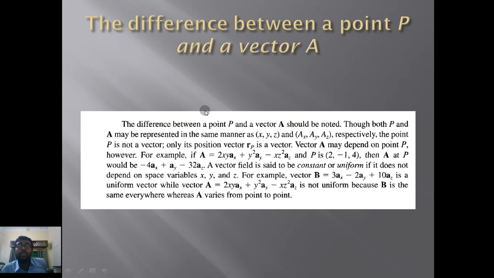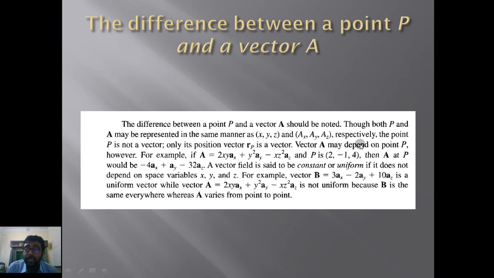And now the very important part is the difference between a point P and a vector A. That's a very important part. Let's have a very close look. The difference between a point P and a vector A should be noted. Though both P and A may be represented in the same manner as x, y, z and a_x, a_y, a_z respectively, the point P is not a vector. Only its position vector r_p is a vector.